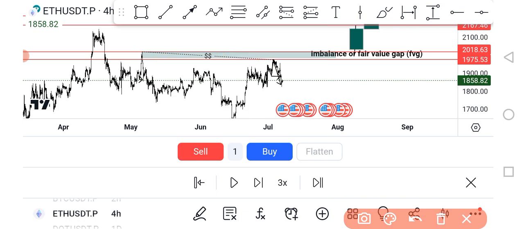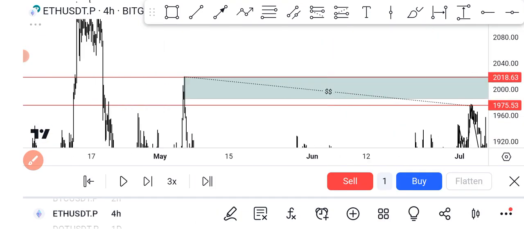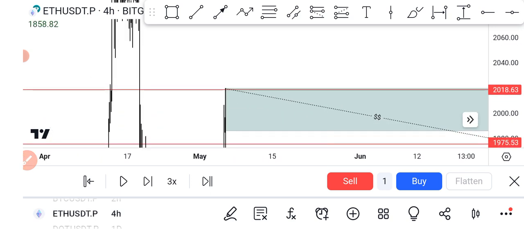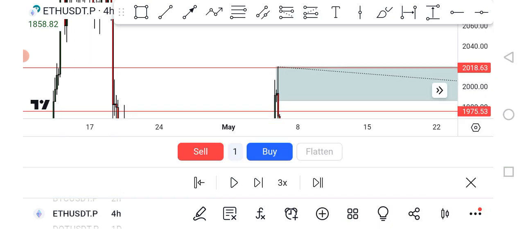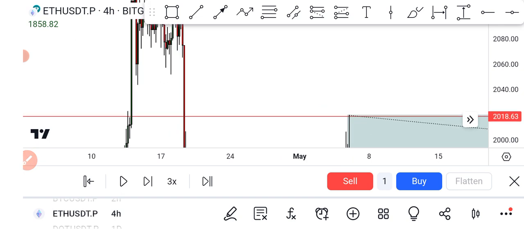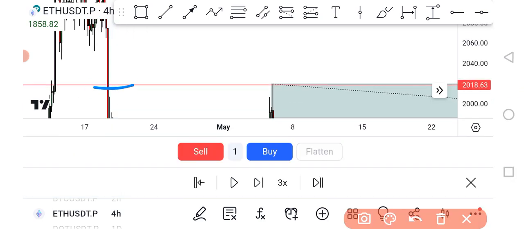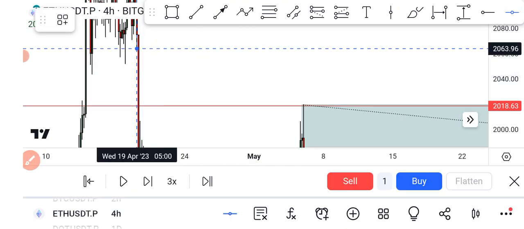So now I have the knowledge that my point of interest has to be above this red line. And look at what happened after. What is the next structure after this red line? This is the next structure after it. And what can you see there? This is an imbalance. You can see that we have a big imbalance there. So now this becomes our imbalance.